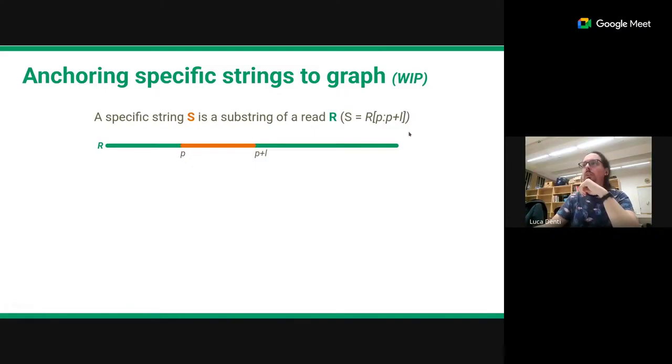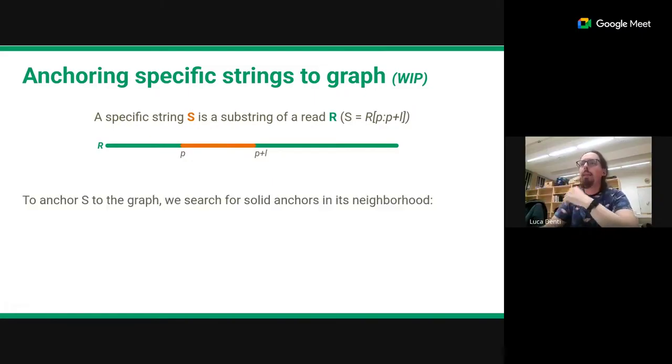So in Python notation, we can say that a specific string just starts at P and has length L, so it goes to P plus L minus 1 included. And this substring is not in the haplotypes because it's not in the index. It's specific to our read sample. To anchor this string to the graph, we just search for solid anchors in the neighborhood. So we use some sort of seeding, okay?